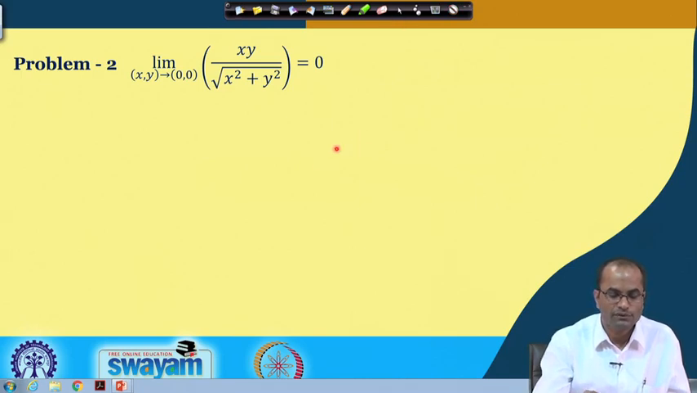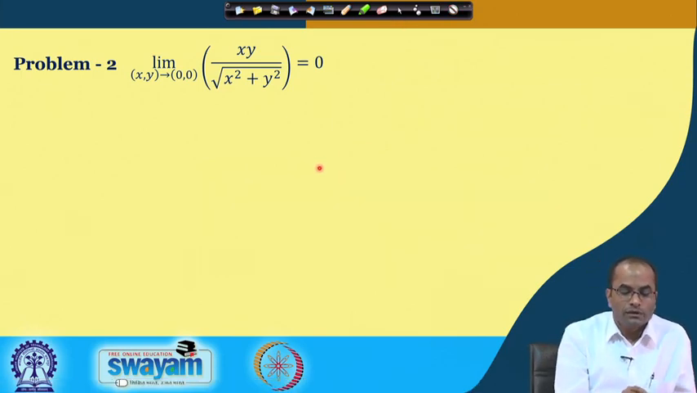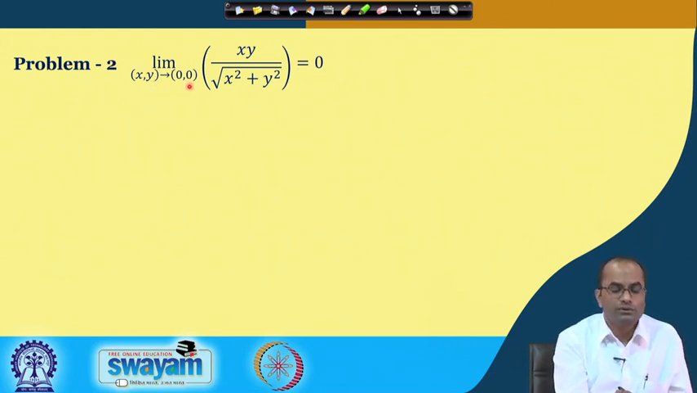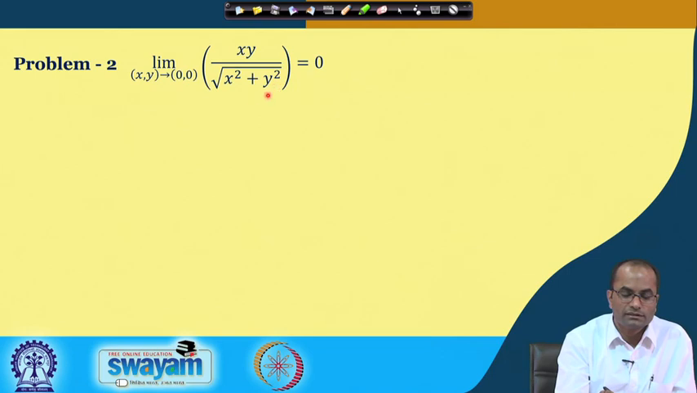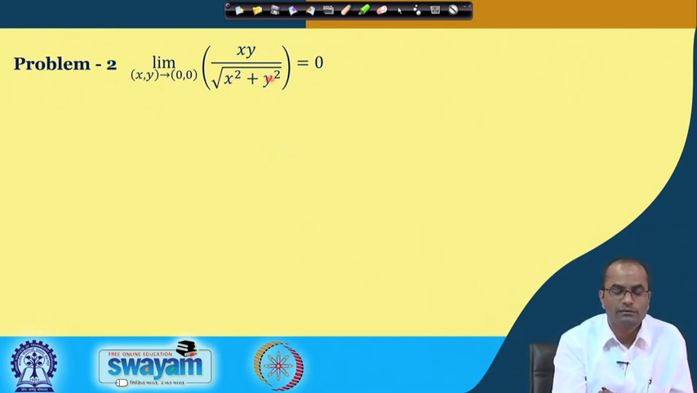So, another example where we need to prove that the limit as (x,y) goes to (0,0) of xy over the square root of (x square plus y square) is 0. In this case again, the function is not defined when (x,y) goes to (0,0), because of this x square plus y square, which will become 0. But what we will prove now is that this limit is 0.